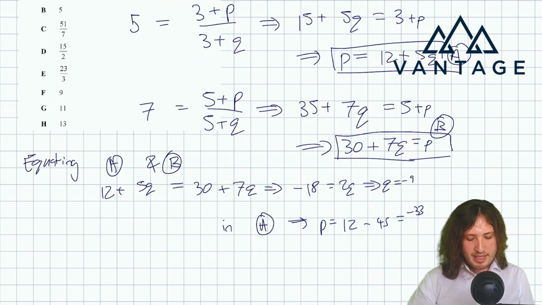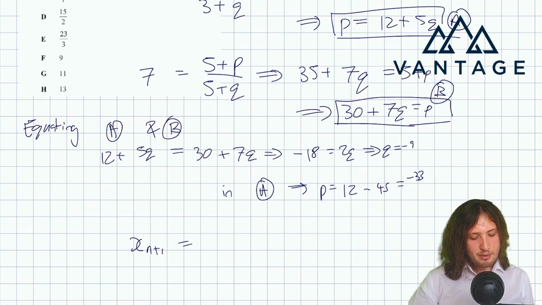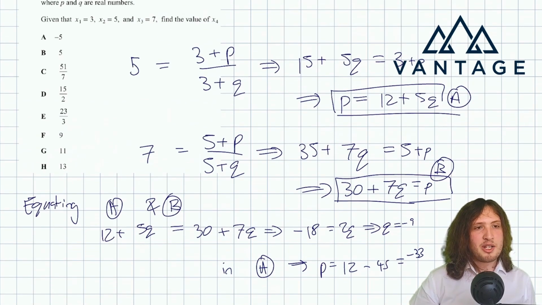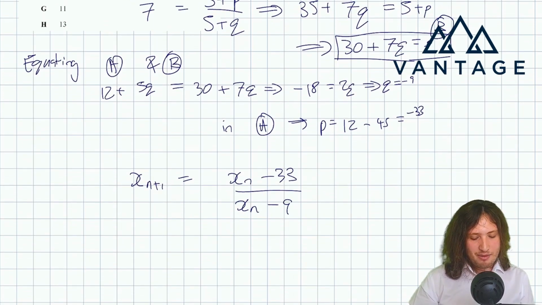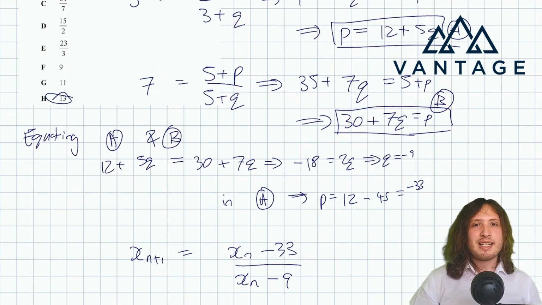So that's brilliant then. We now know that x of m plus 1, remember it was xm plus p, but we now know p is minus 33 over xm plus q, but we now know q is minus 9. So if I want to find x4, I just need to use the x3 is 7 in that result. So x4 is going to be 7 minus 33 over 7 minus 9. So 7 minus 33 is going to be minus 26. 7 minus 9 is going to be minus 2, so that gives 13. So correct answer is H.